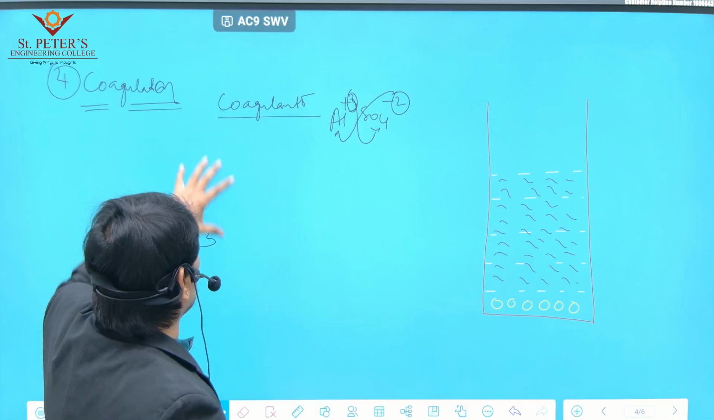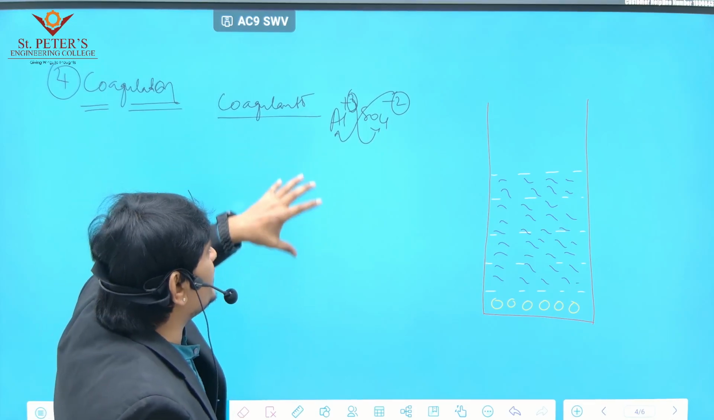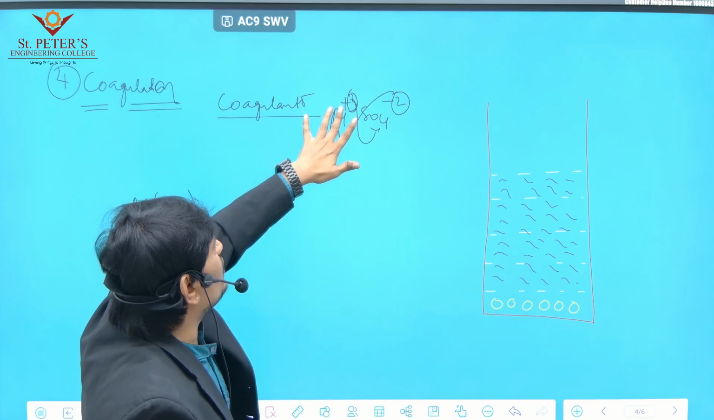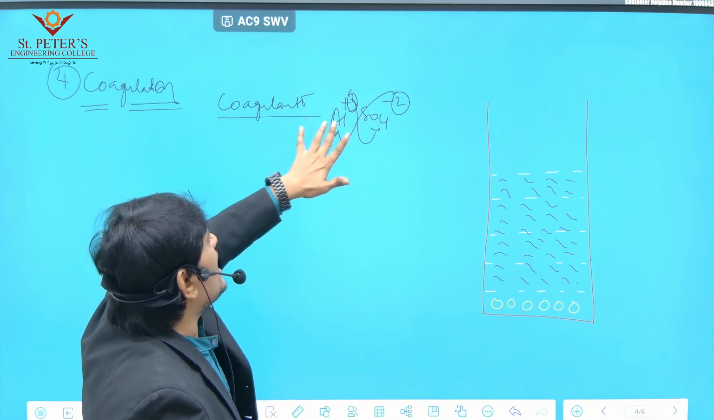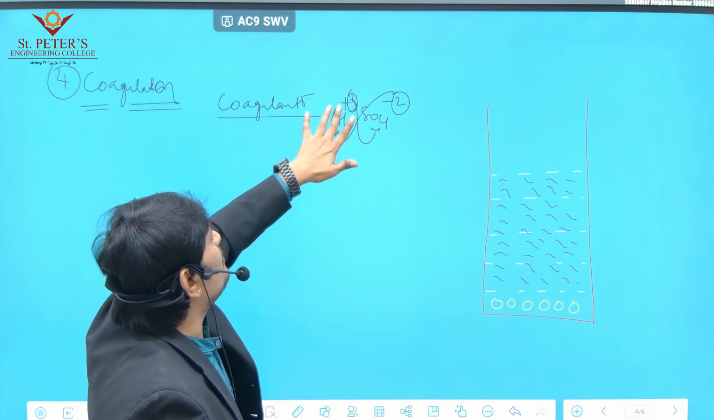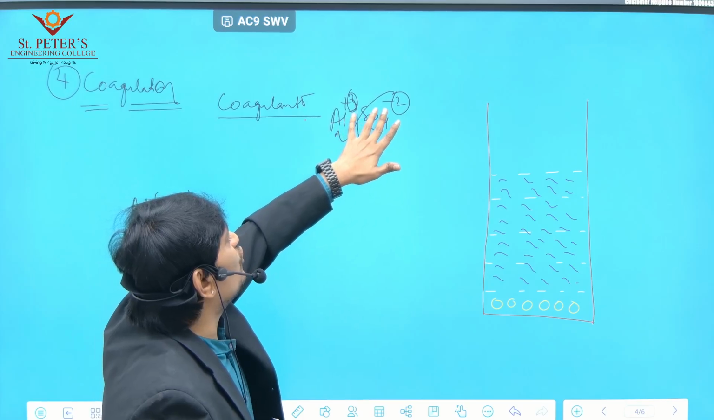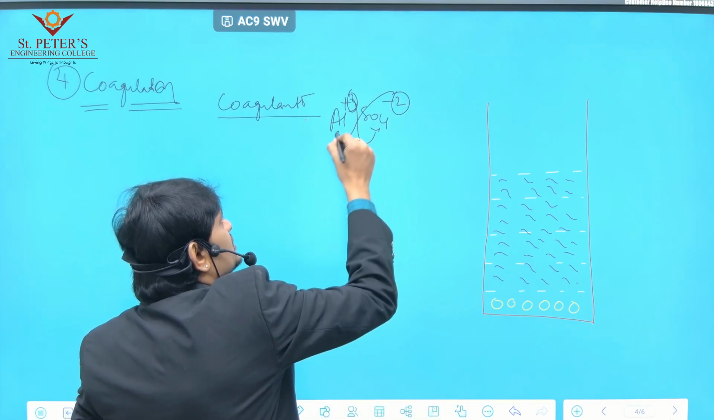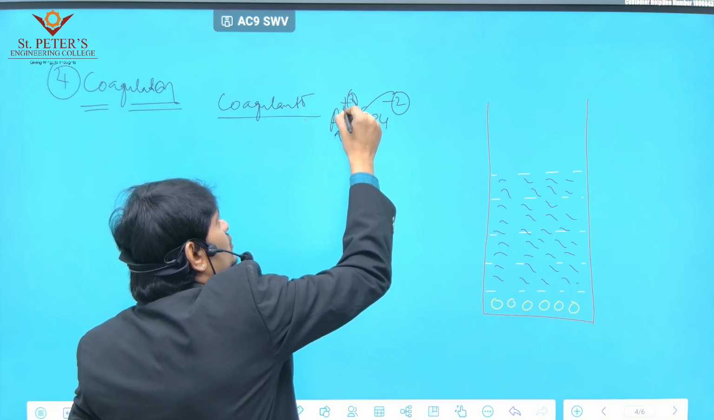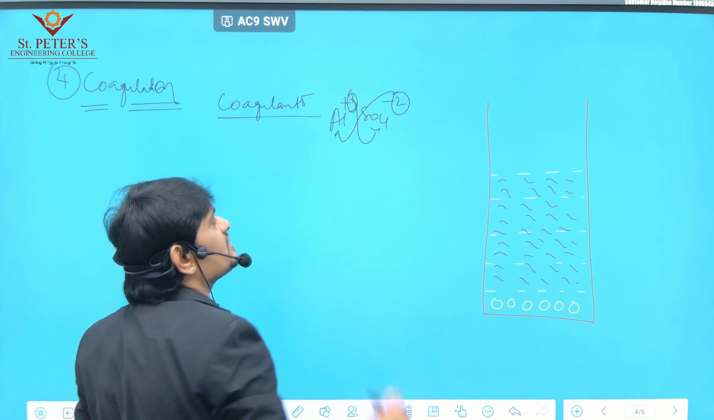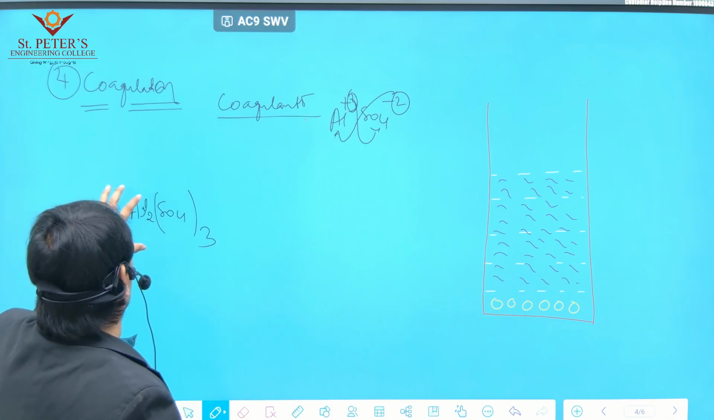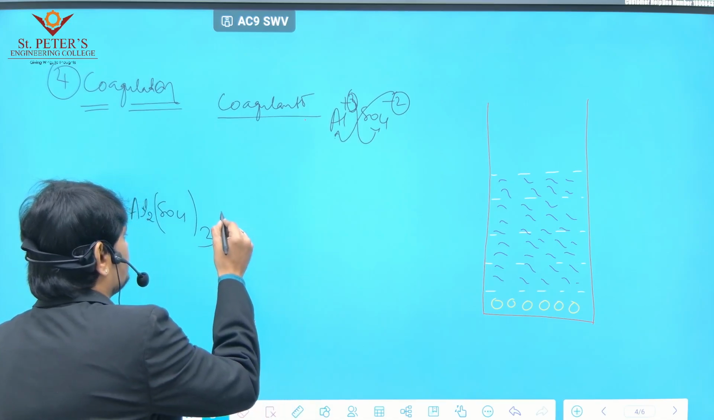So, this is the coagulant which is being used, and there is no need to mug up the molecular formula. Just find out what the cation is and what the anion is. The cation is Al plus 3 and the anion is SO4 minus 2. Whatever the superscript of the anion becomes the subscript for the cation, and whatever the superscript of the cation becomes the subscript for the anion. Accordingly, we get the molecular formula of aluminium sulfate, right?